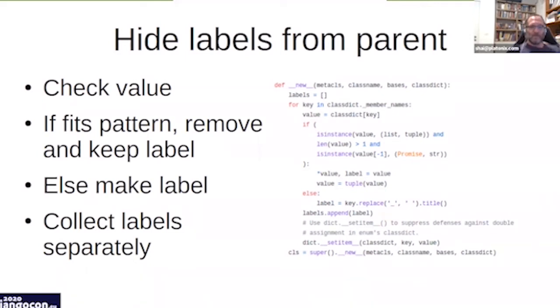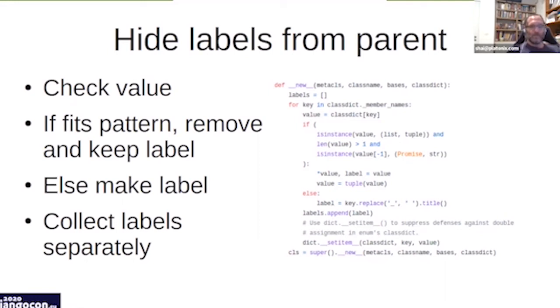The label goes into our list, and the value without label goes back into the class dict. When we have gone through all the members this way, we take the cleaned up class dict and pass it up to the enum meta class to generate the new subclass. This is how we accomplish hiding the labels from the parent while collecting them for our own use.